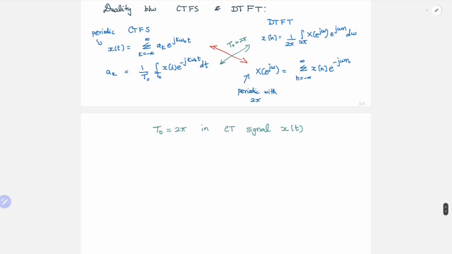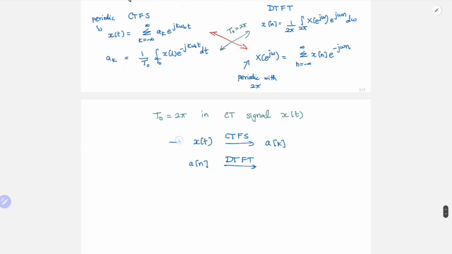After you have brought that period to 2π, then we will see how the duality relationship exists. So first let me say my x(t) has a continuous time Fourier series coefficient a_k. Again, I am writing this for convenience. Then if a[n] is my discrete time signal, what will be my discrete time Fourier transform? This is what I should find. And again, my x(t) is periodic in 2π. Already I have written here. So let me take this equation and try to find out.